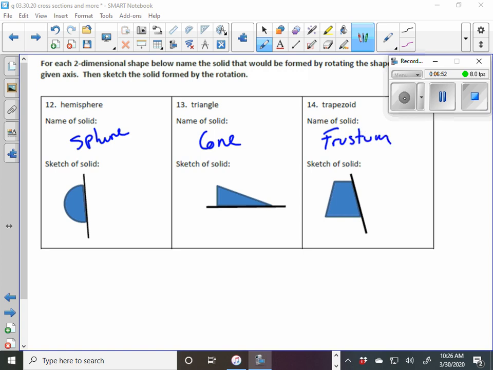Okay, and as you rotate those, the sphere, you're going to draw, so it looks something like this, and it has a radius, right, in the middle. This ends up being a cone.